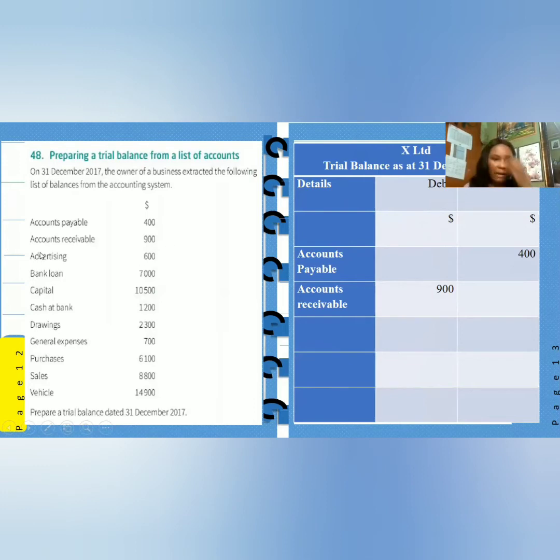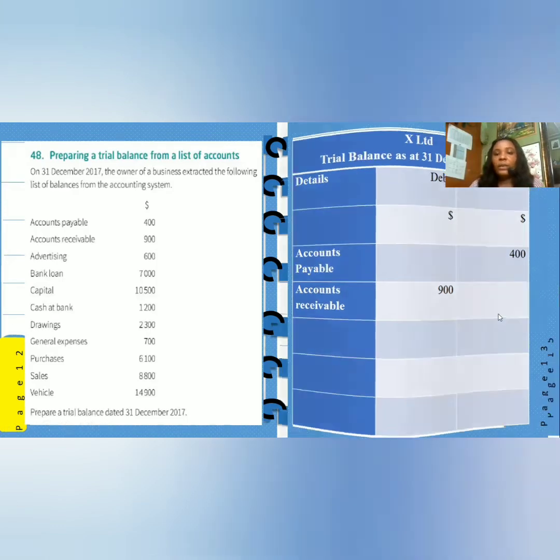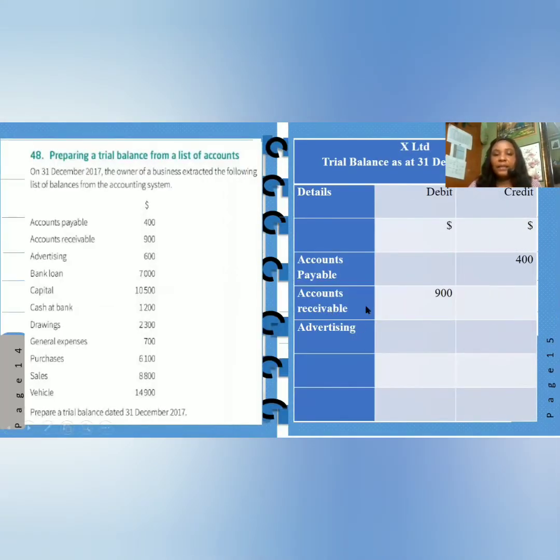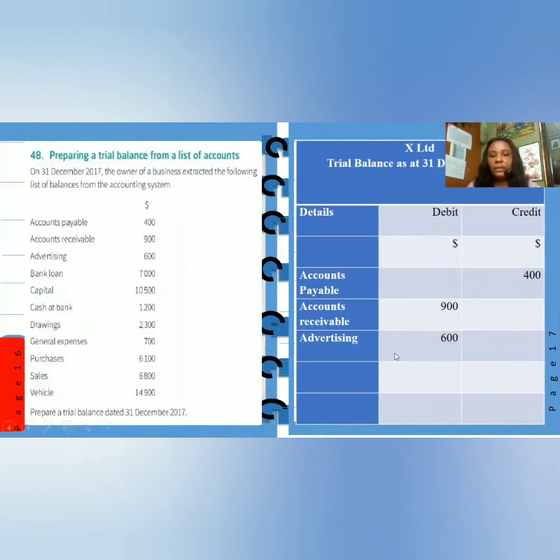The next item we have on the list of balances is your advertising expenses. And as you saw earlier on the chart, it says your expenses will be on your debit side. And so we're going to put the expenses, the advertising expenses on the debit side, which is $600. So there you go, $600. So the first one, accounts payable, on the credit side, $400. Accounts receivable on the debit side, $900, and on the advertising now on the debit side, $600.